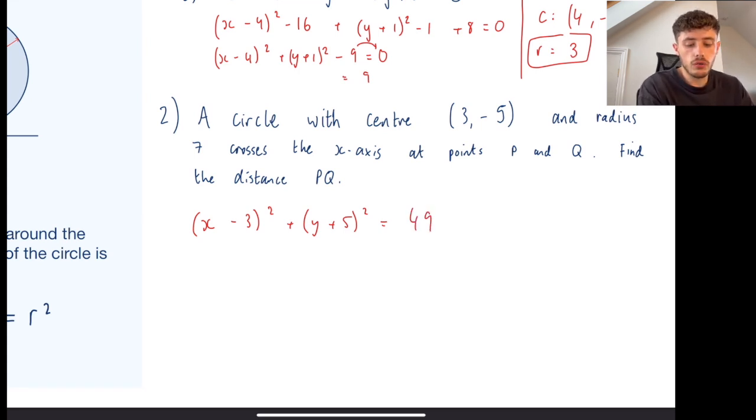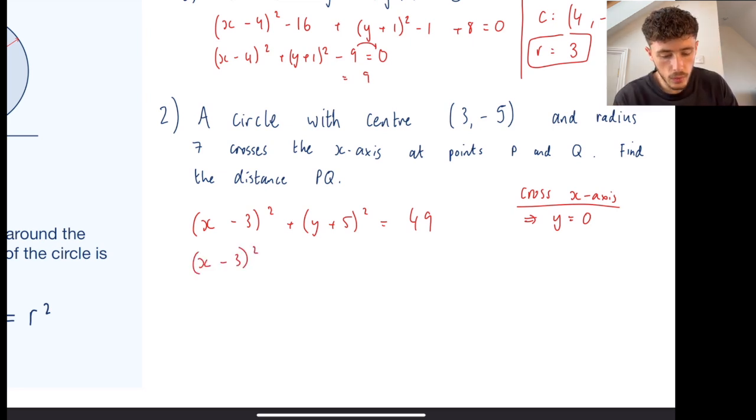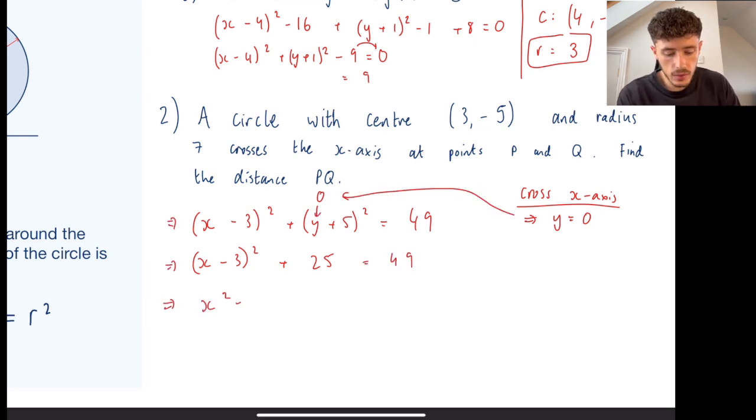And we want to find out when it crosses the x-axis. Now, an important thing to remember, it crosses the x-axis when the y value is equal to 0. And that's standard for any type of line or curve that you're trying to work out. It's the same way we set the equation equal to 0 when we're factorising a quadratic to solve it. But what we can do here is substitute 0 into the y value. So we have the (x minus 3) squared plus, and this bracket is simply going to turn into 25 because we've got a 0 going into there. So now we can expand out this bracket.